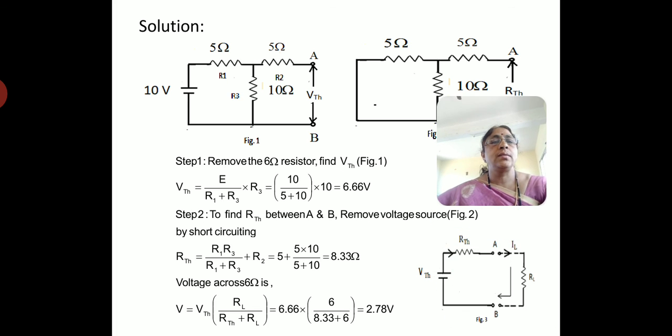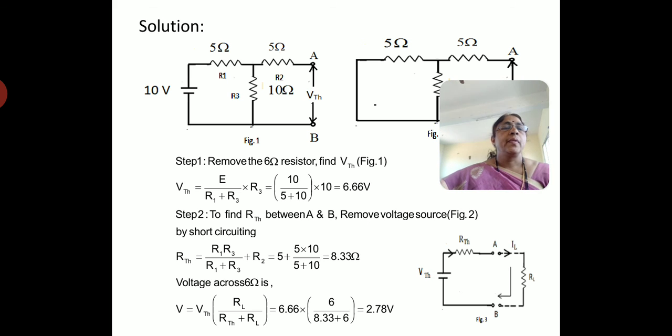Now the voltage across the 6 ohm resistor is found using the voltage dividing method. This is figure 3, an equivalent circuit where VTH and RTH are in series, and that is in series with RL. It means that to calculate the voltage across RL, we use the voltage dividing method, that is, the total voltage into the resistance divided by the total resistance in the circuit. Therefore, VTH into RL divided by RTH plus RL, that is equal to 6.66 into 6 divided by 8.33 plus 6, which is equal to 2.78 volt. So this is the voltage across the load.